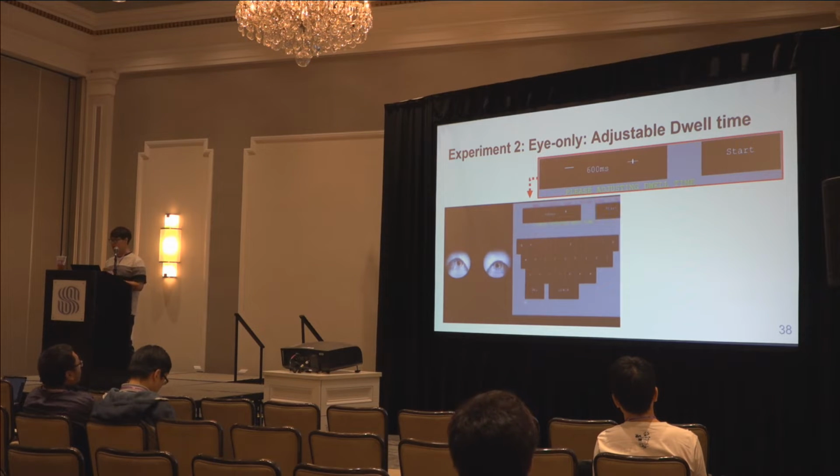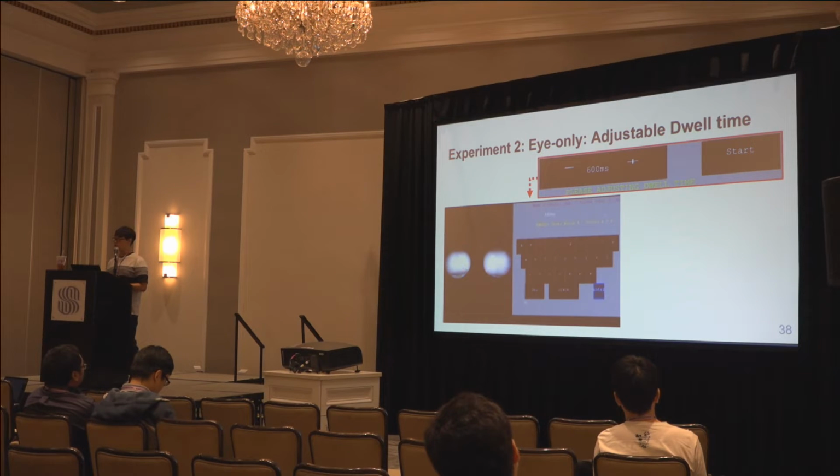And finally, this is the adjustable dwell time method. To enter a key with the dwell method, a user only has to look at the key for a while, over the preset dwell time. The user can also adjust the preset dwell time as they want after the end of every trial, as you can see in the video.